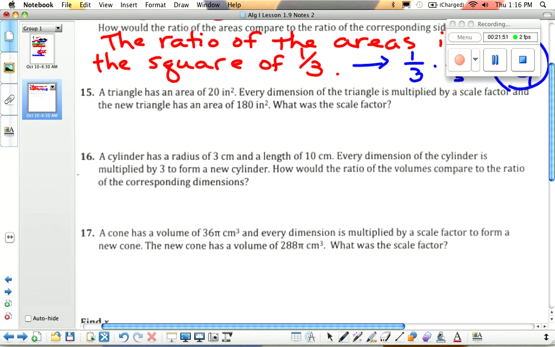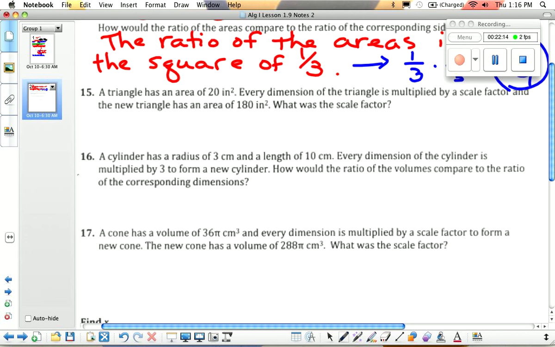Okay, so here's what we're going to find: the scale factor. A triangle has an area of 20 inches squared. Every dimension of the triangle is multiplied by a scale factor. They don't tell us what it is. And the new triangle has an area of 180 inches squared. So did this triangle get bigger or smaller? Bigger. So our scale factor better be greater than 1, right? Okay. What was the scale factor?